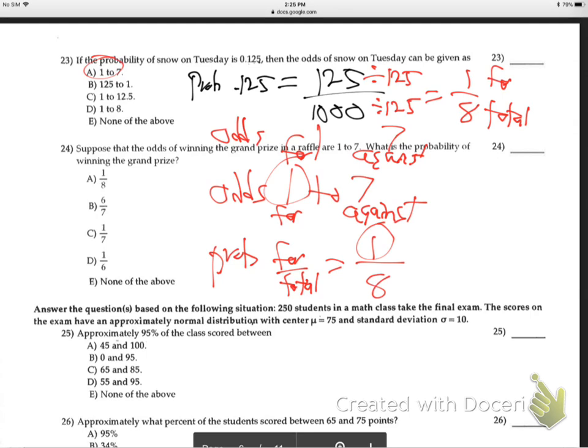1/8. 1/8. A. Hey, another 2 more A's. There's been a lot of A's. Let's keep on moving.